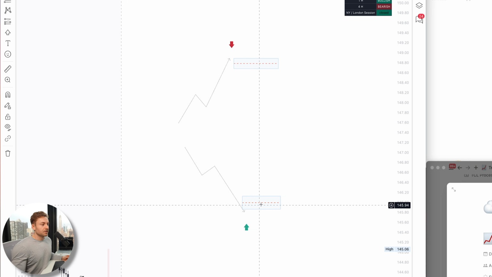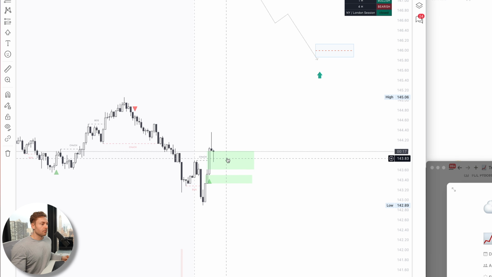What I'm looking for is basically entries in the midpoint of these fair value gaps, which are these green or red parts on my chart, which historically are really good areas to sort of buy or sell into the market to be able to let these trades come to fruition. I'm going to show you how I'm making these decisions in real time.